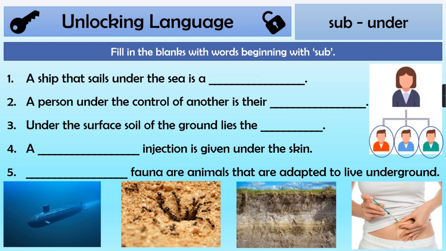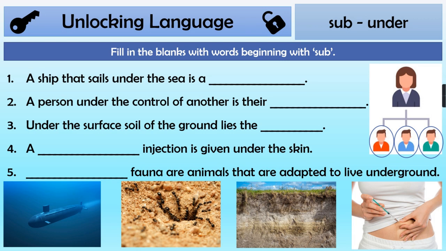Under the surface soil of the ground lies the what beginning with sub. Number 4, a what beginning with sub injection is given under the skin. Number 5, what beginning with sub fauna are animals that are adapted to live underground. Pause the video now while you figure out what they are.